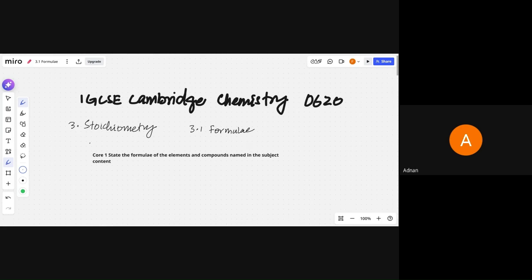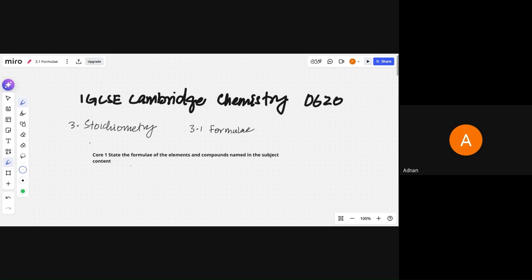3.1 formulae, core. Topic 1: state the formulae of the elements and compounds named in the subject content. As we go through this course, there are some molecules that we see in our syllabus. For example, calcium chloride, or sodium chloride, right?